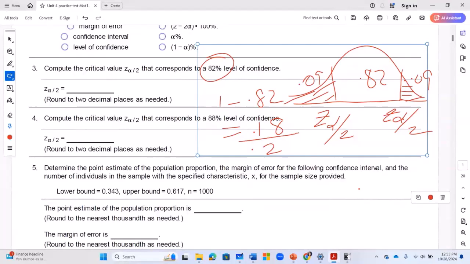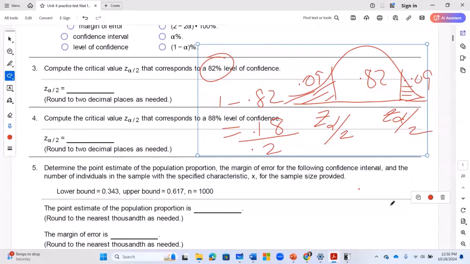Okay, so let's compute that. We already know how to compute that. We find the area to the left. The normal curve is symmetrical. So when we find the z-score corresponding to the area to the left, it's going to be a negative sign, and we change it to positive.